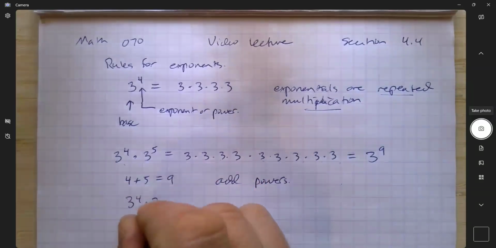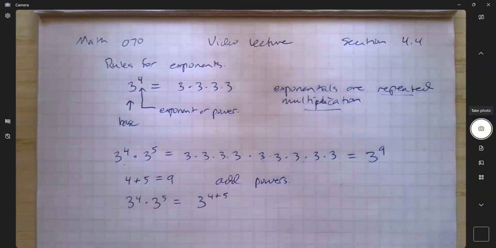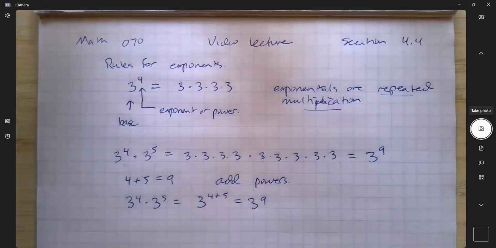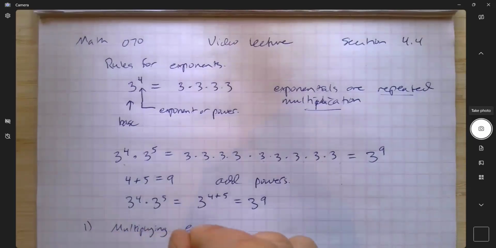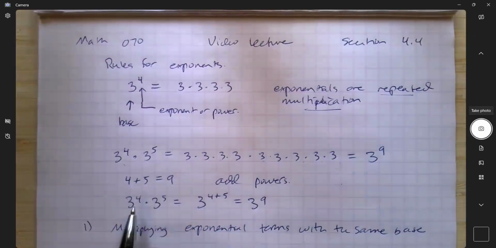3 to the 4th times 3 to the 5th I can write as 3 to the 4 plus 5 up in the power, which gives me 3 to the 9th. And that's our first rule. Multiplying exponential terms with the same base, and that's important, I needed it to be 3 as the base both times, you add the powers or add the exponents.